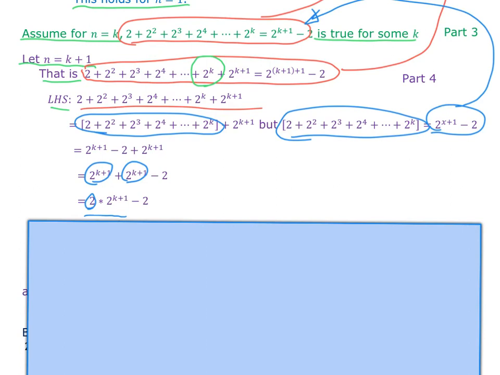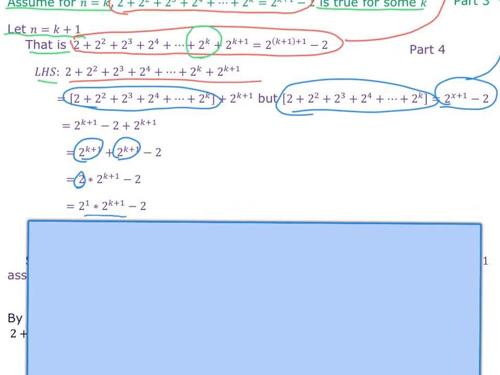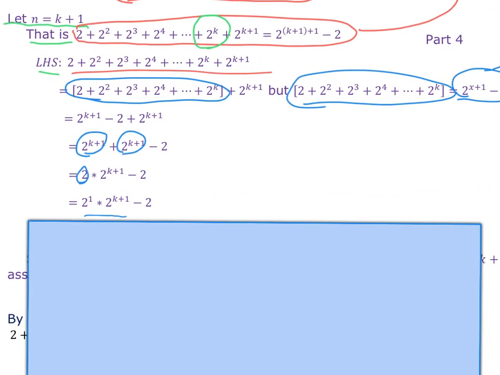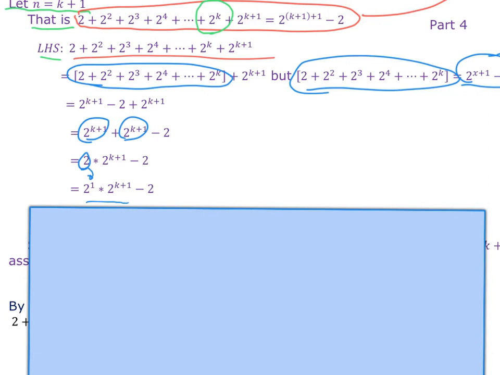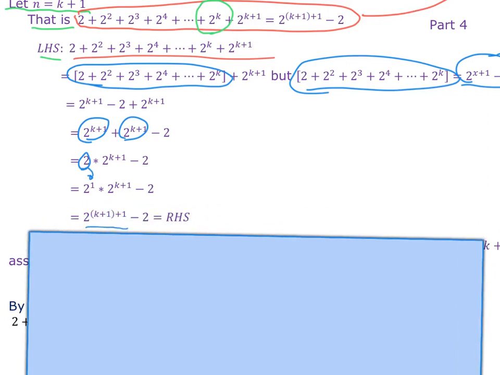All right? So then 2 is just 2 to the 1. So I'm just going to take this 2 to the 1 here. Just write 2 as 2 to the 1. And that way, the fact that I have the same base, I can add my exponents. And when I add my exponents, I'm going to get 2 to the k plus 1 plus 1. That plus 1 comes from the fact that's right there. Okay?